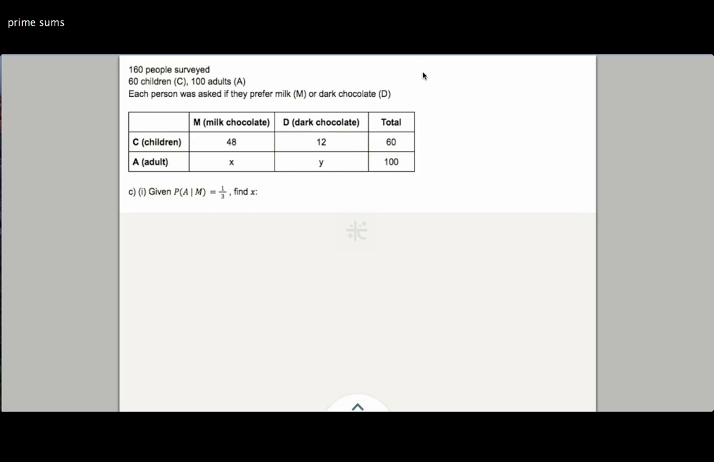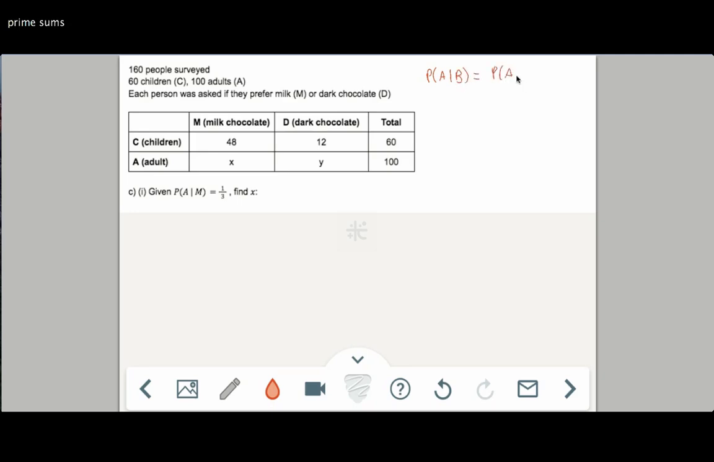Let's recall the conditional probability formula, which is given in the formula booklet. We're told that the probability of A given B is equal to the probability of A and B over the probability of B. Therefore, the probability of A given M is simply going to be the probability of A and M over the probability of M.